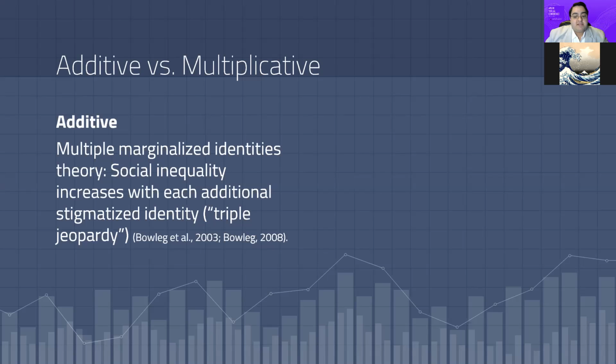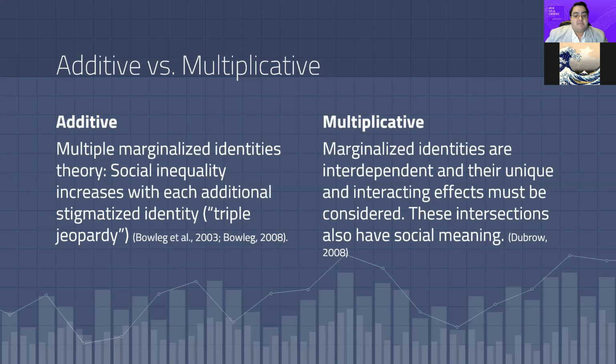But this ignores what Boleg describes as the poignant and complex narratives about the intersections of ethnicity, sex and gender, and sexual orientation in their lives, in the lives of people who are experiencing intersectionality. In other words, it conceptualizes people's experiences as separate and summative rather than collective. On the other hand, a multiplicative approach to identity conceptualizes marginalized identities as interdependent and recognizes that their unique and interacting effects must also be considered. So it's not only the individual constituting social identities that have meaning, but it's the intersectional spaces themselves that also have social meaning, and these must be considered when we're conceptualizing intersectionality in our work.